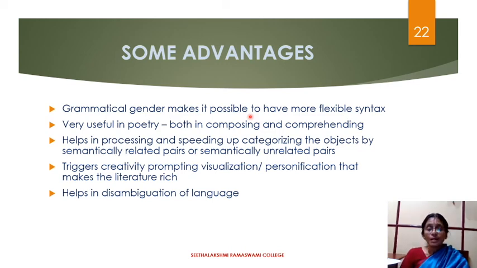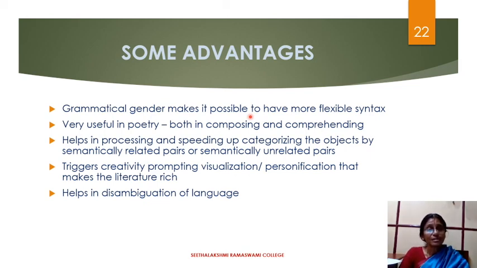So, grammatical gender which does not correspond to biological gender. See, for example, when we have a tree in masculine gender and a creeper in feminine, why is it assigned so? There is a tree and the creeper is there on the tree. So when we have a description of an erotic situation, the Nayaka and the Nayika, then the Vriksha and the creeper handily come to our comparison. So it helps in making literature rich.